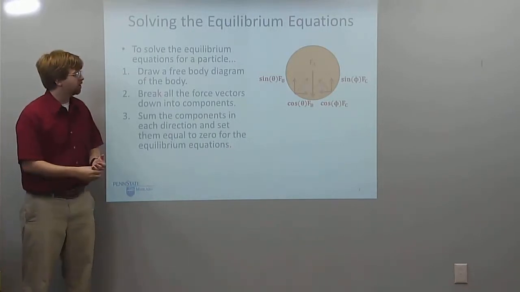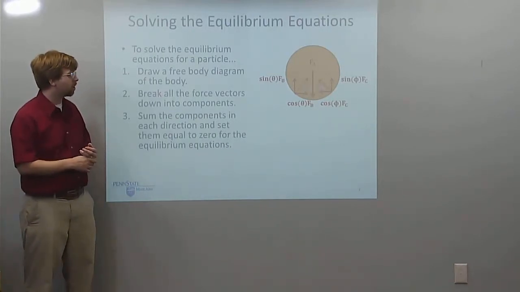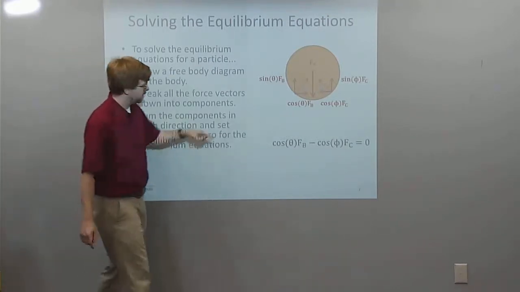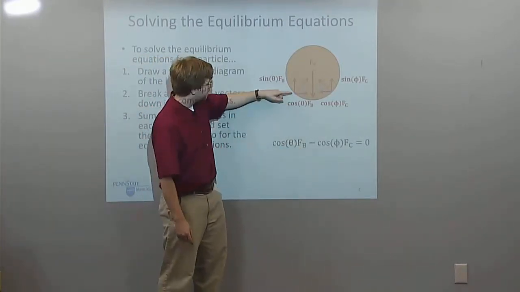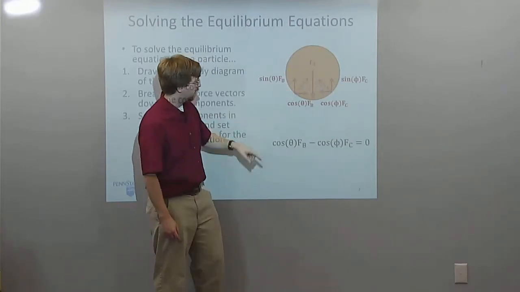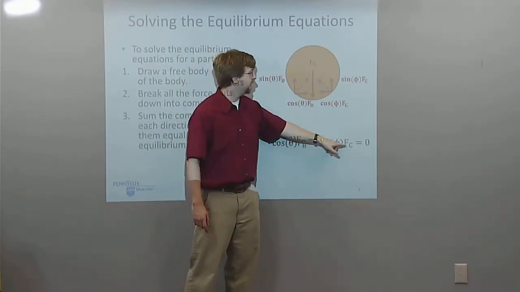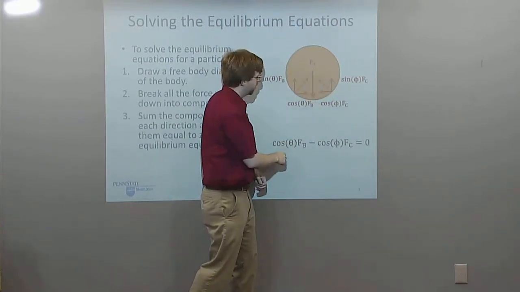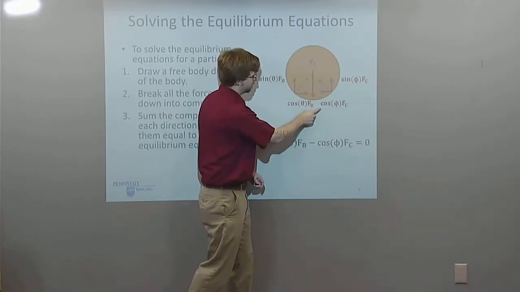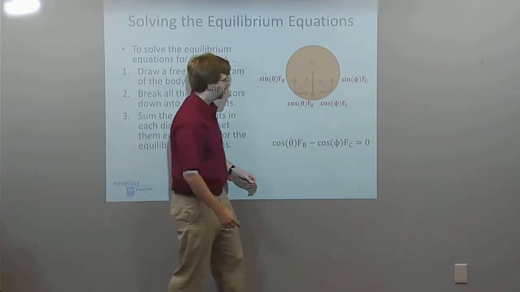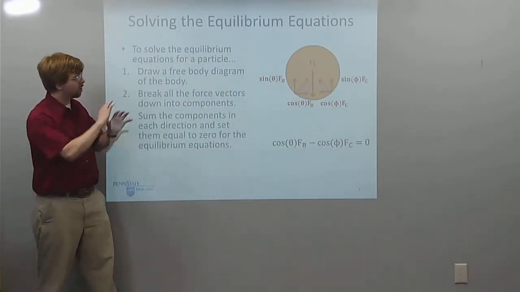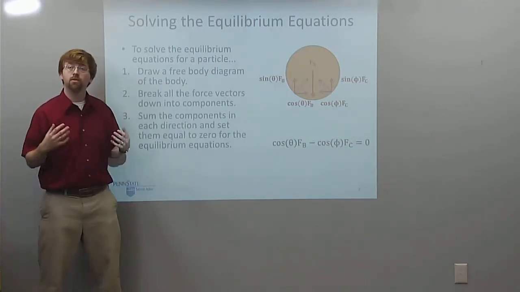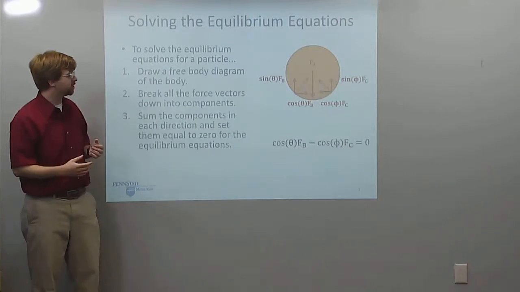Next, we're going to sum all the components in each of the directions. So starting with the x direction, it's going to be horizontal. We've got cosine theta FB, that's this vector right here, minus cosine phi FC. And so this is going in the negative direction, so it's going to be negative, and this is the magnitude of cosine phi FC. And so those two things added together, that's all of the horizontal components, are going to be equal to 0. That's what our equilibrium equations tell us.